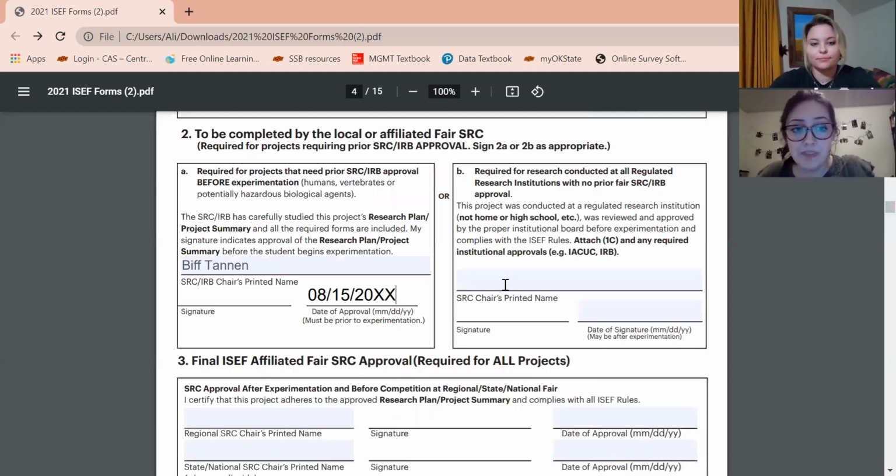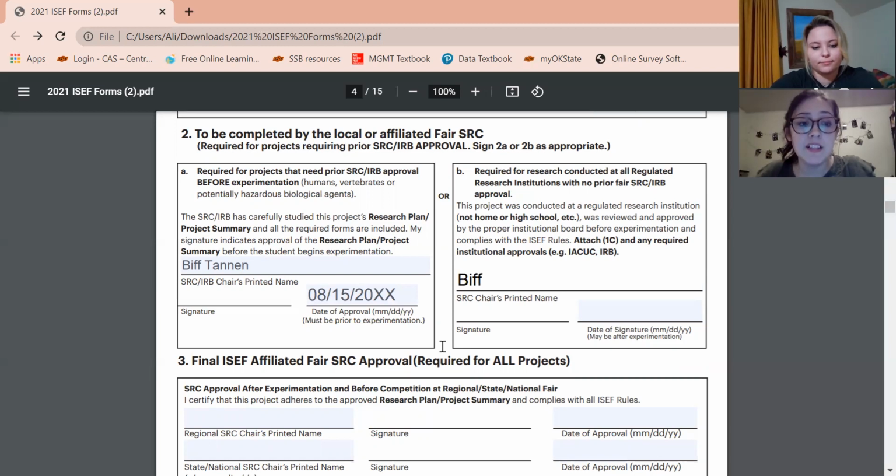For example, if the experiment deals with humans, vertebrates, or hazardous materials, Section 2A will be completed. The SRC or IRB chair will then print and sign their name. The date must be prior to the beginning of experimentation. So for reference, if you begin the experiment on September 1st, the date should be before September 1st, but after the dates listed in Section 1.